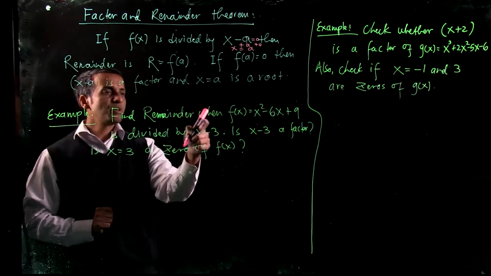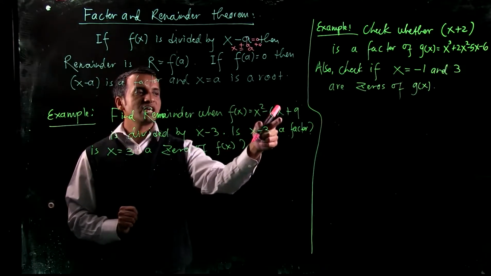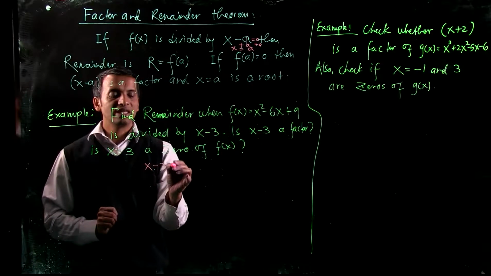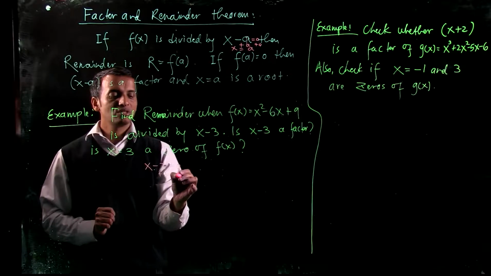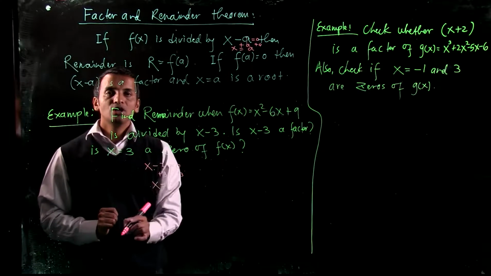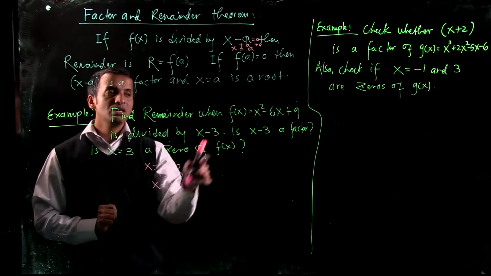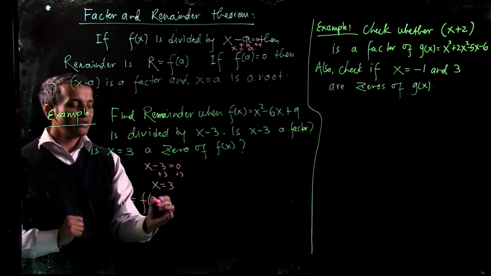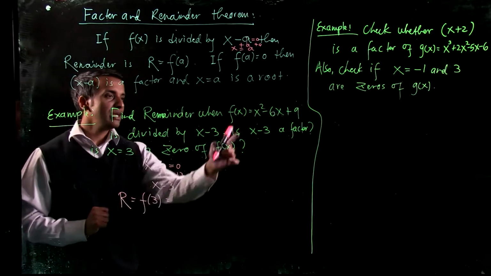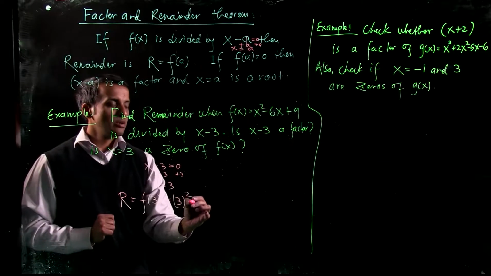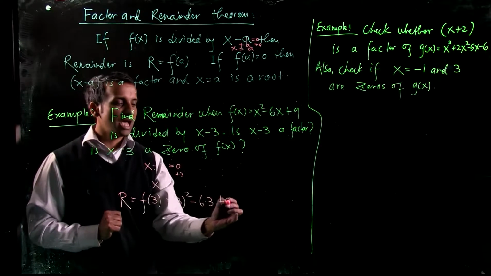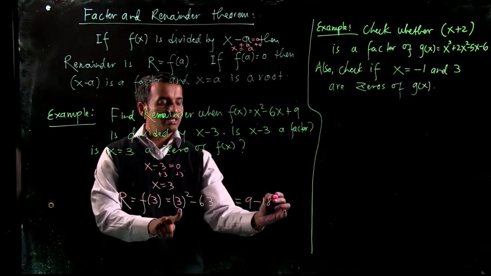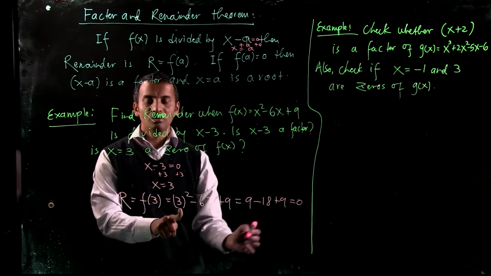Example 1: find the remainder when f of x equals x squared minus 6x plus 9 is divided by x minus 3. You are dividing by x minus 3, so set that equal to 0 and add 3 on both sides, and you'll get x equals 3. To find the remainder, you plug that 3 in for x in f. So the remainder r equals f of 3, which is 3 squared minus 6 times 3 plus 9. So 3 squared is 9, minus 18, plus 9. So it is basically 0.